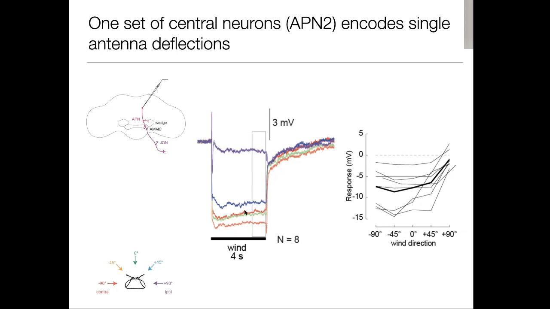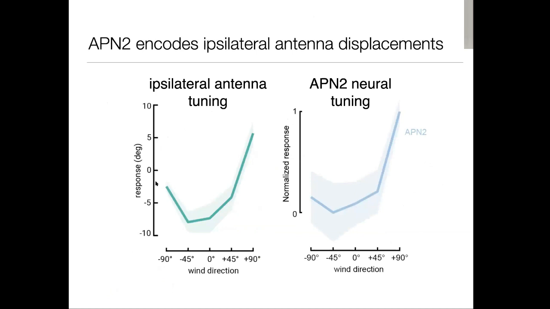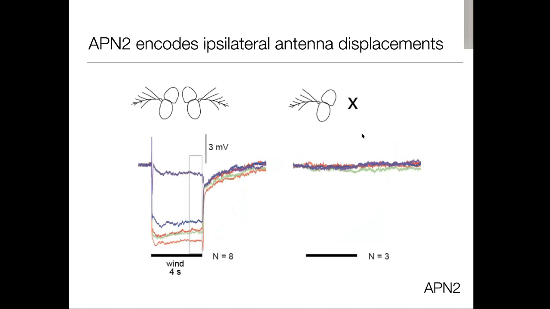And if she plots the steady state tuning curve of the neuron, she got this hook-shaped tuning curve, which very much resembled the tuning curve of the ipsilateral antenna displacement. So that's shown here. This is the displacement tuning of the ipsilateral antenna, and this is the neural tuning of this APN2 neuron. You can see they look quite similar. And so she hypothesized that these neurons were just encoding ipsilateral antenna displacement. And to test that, she removed the ipsilateral antenna, and these neurons go completely silent, which is exactly what we expect. So these second order neurons are encoding just ipsilateral antenna displacement.